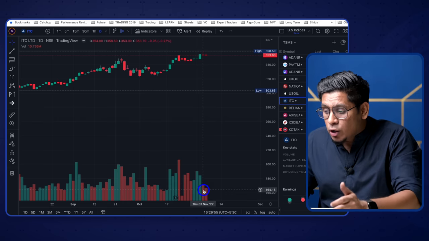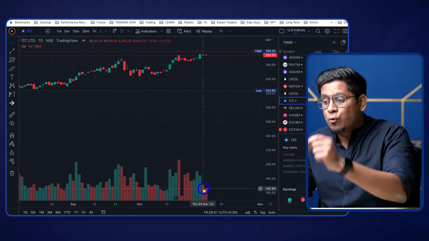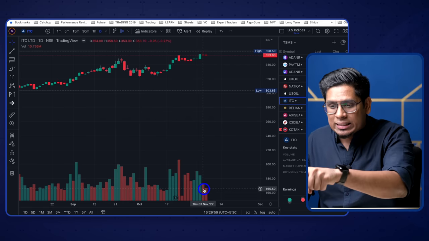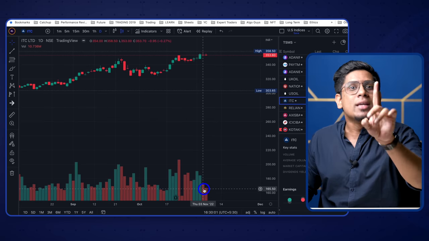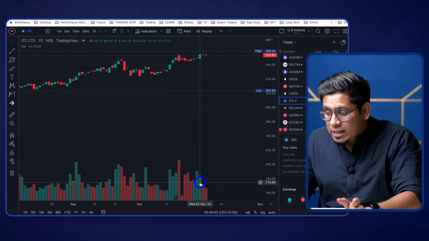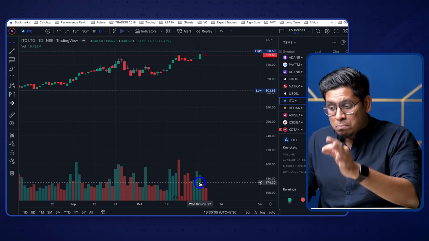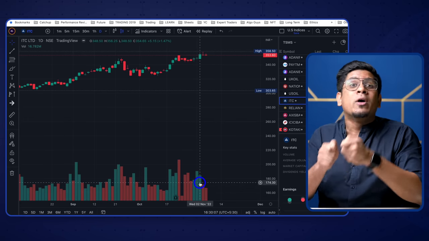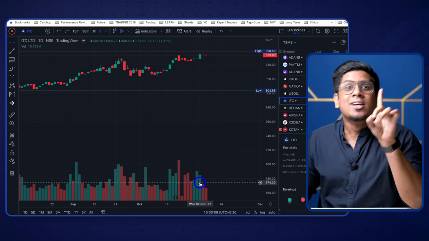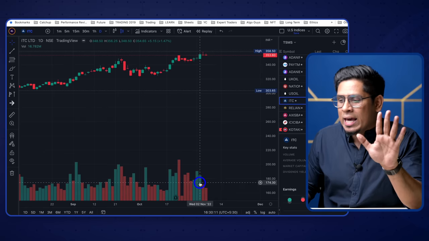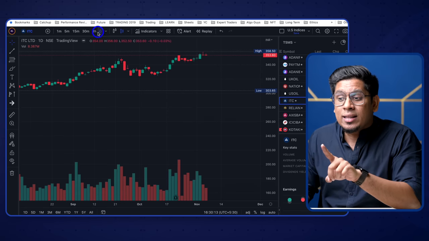Next, if you go to this volume bar here, which is the volume on 3rd November, you can see that the volume is 10 million, nearly 1 crore. If I keep my cursor on this volume bar, which is the volume of 2nd November, you can see the volume is 16 million. Just like this. Now we are looking at a daily time period.